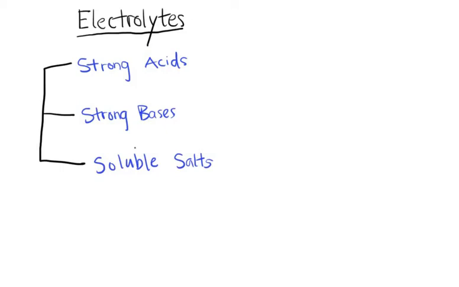So basically, an electrolyte is a substance where if you put a current through it, it forms a charge. And so there are different kinds of electrolytes. They're strong and weak.